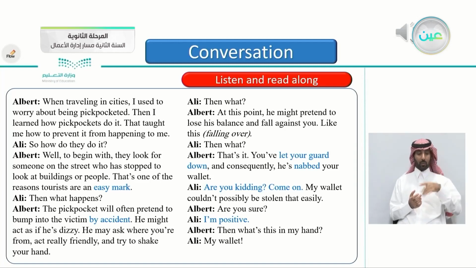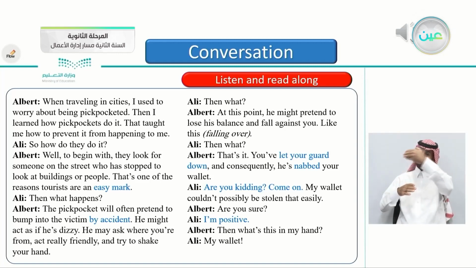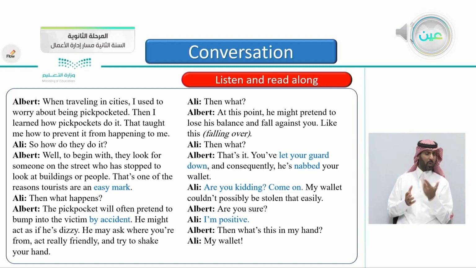Crime doesn't pay. When traveling in cities, I used to worry about being pickpocketed. Then I learned how pickpockets do it. That taught me how to prevent it from happening to me. So how do they do it? Well, to begin with, they look for someone on the street who has stopped to look at buildings or people. That's one of the reasons tourists are an easy mark. Then what happens? The pickpocket will often pretend to bump into the victim by accident. He might act as if he's dizzy. He may ask you where you're from, act really friendly, and try to shake your hand.